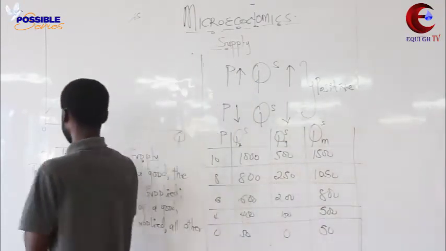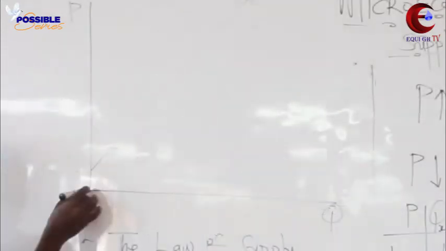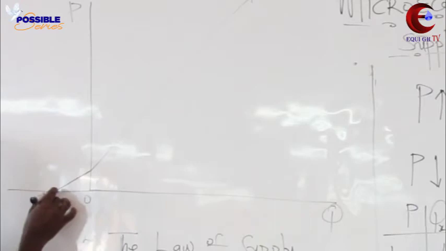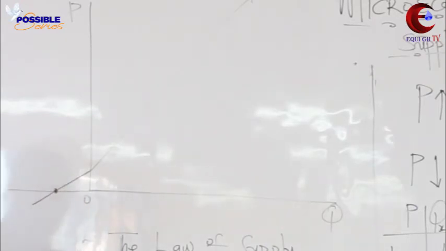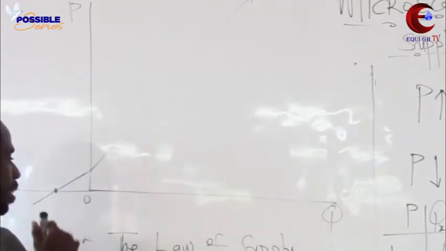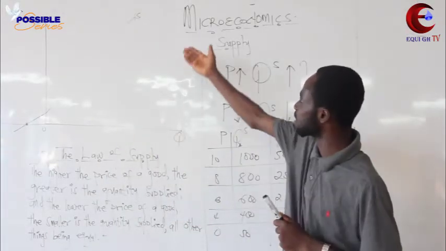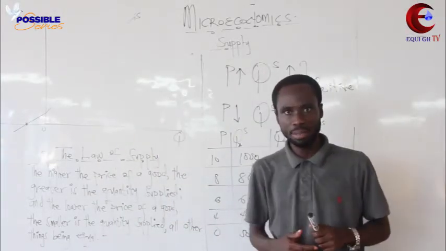Sometimes it can even be extended to negative. Don't be confused when you get negative. Sometimes it can even come here, negative. Yes, it can be extended to the negative zone. So that is how it is. So that is the supply curve.